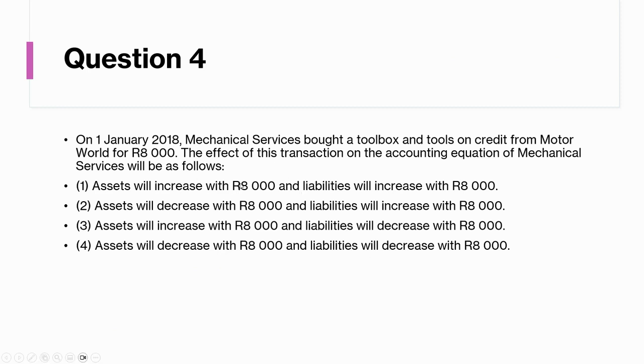So assets will increase, yes, that is correct. And liabilities will also increase, that is correct. Let's see what other options they said. Assets will decrease, no, they're not decreasing, this is wrong. Assets will increase, yes, they will increase. No, liabilities will not decrease. Assets will decrease, no, that's also wrong. So the correct answer is this one, option 1.